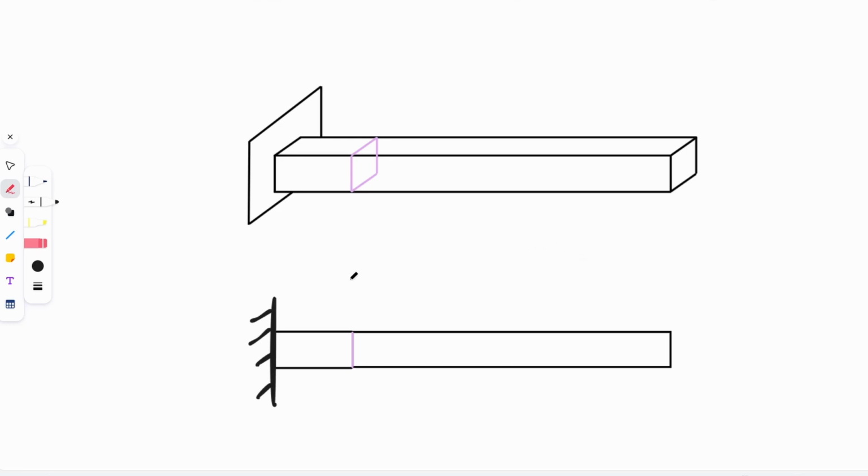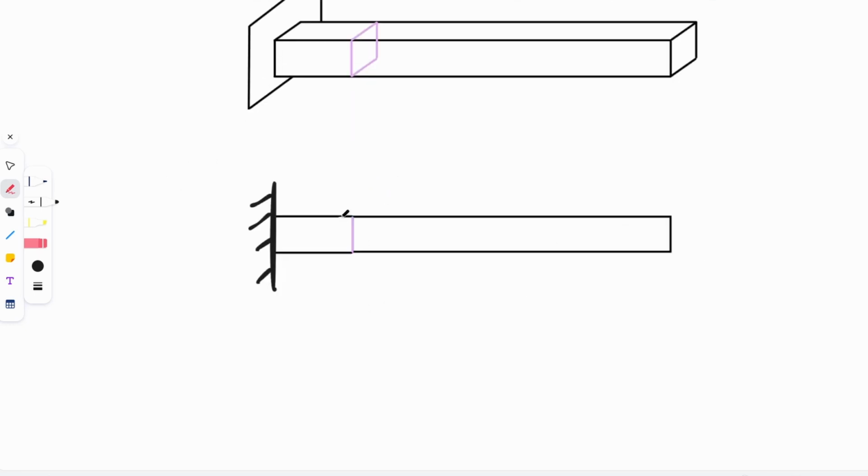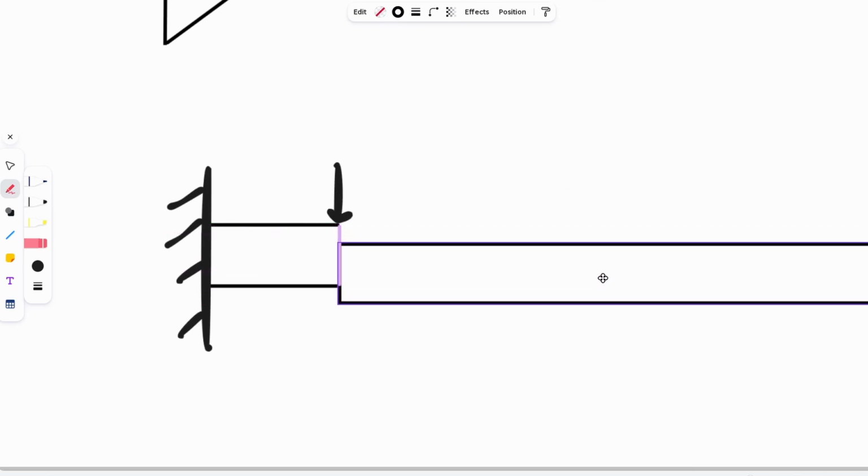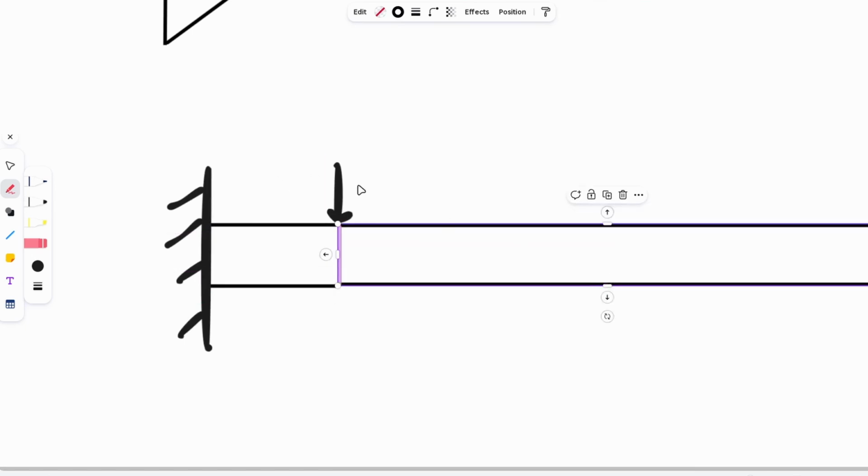Now what exactly does a shear force do? So for that, let's come to this 2D figure over here. Now let's say that this is the cross section and we put a shear force like this on it, right? Now the effect of this force will be to shear off the right hand side of this beam. So the right hand side will tend to move downwards because of this shear force, right?